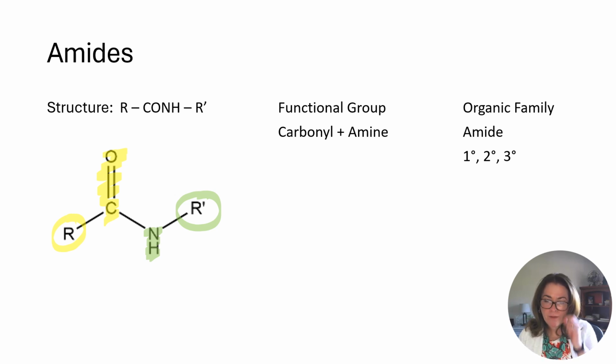Now, the organic family or molecule is going to be an amide, and this is either going to be a primary, secondary, or tertiary, like we will see in the next slide. Just so you all know what this looks like, I have my carbonyl, and that is bonded to an amine. And then again, I've got my two R groups. This is what we are going to be focusing on right here, this connection between that carbonyl and the amine.